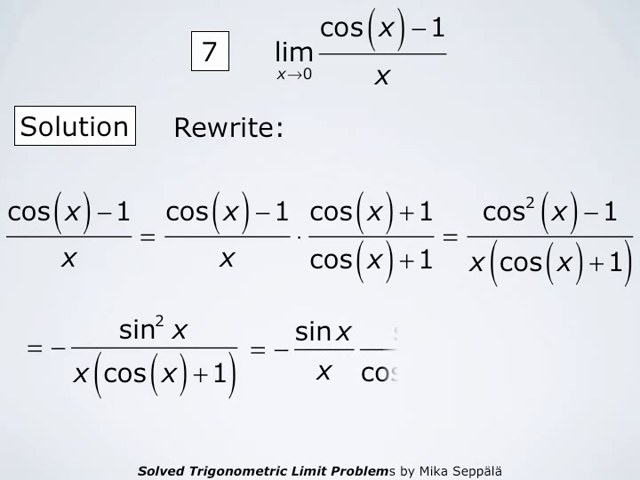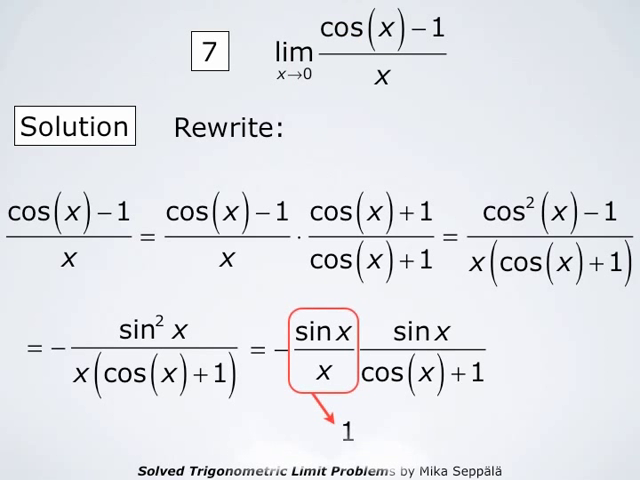And this can be regrouped. It is minus sine of x divided by x times sine of x divided by cosine of x plus 1. And this first expression approaches 1 as x approaches 0. Cosine of x plus 1 approaches 2 as x approaches 0. And sine of x approaches 0 as x approaches 0. Therefore, we conclude that this limit is minus 1 times 0 divided by 2, which is 0.